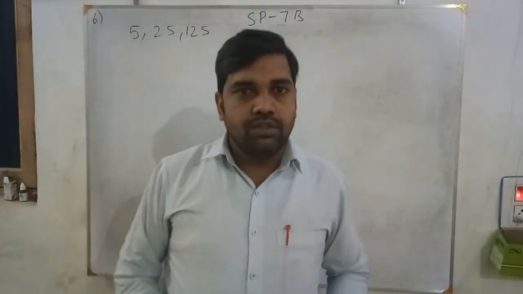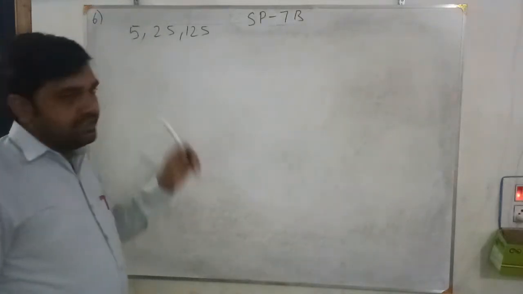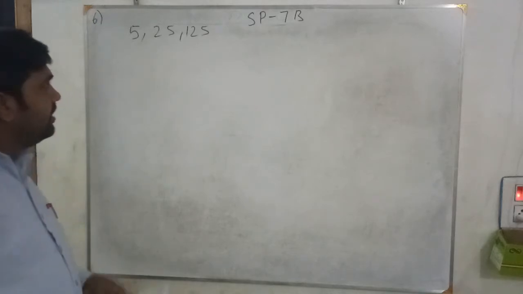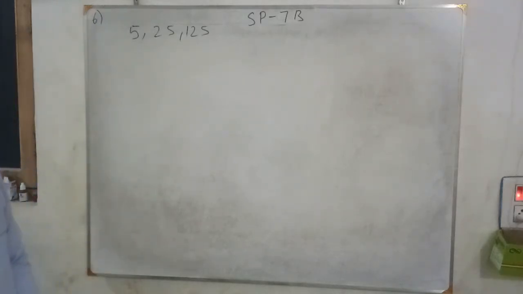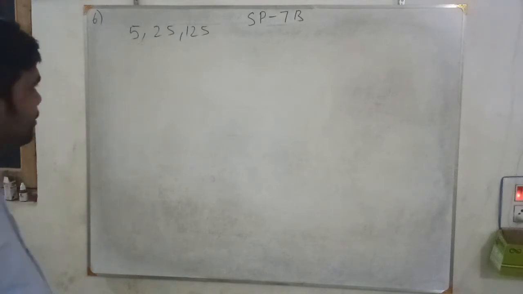Hello students, so today we will continue self practice 7b from question number 6. In the last class we have solved question number 1 to 5. Now see in this question number 6, we have to show that 5, 25 and 125 are in continued proportion.